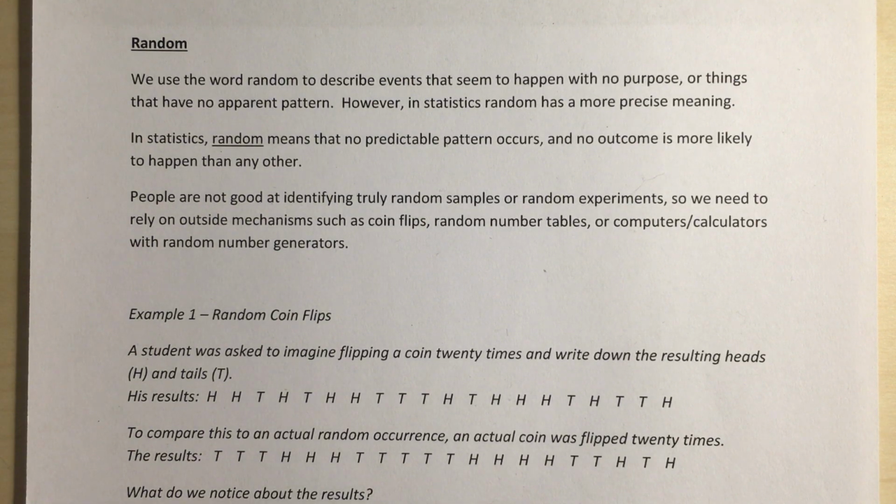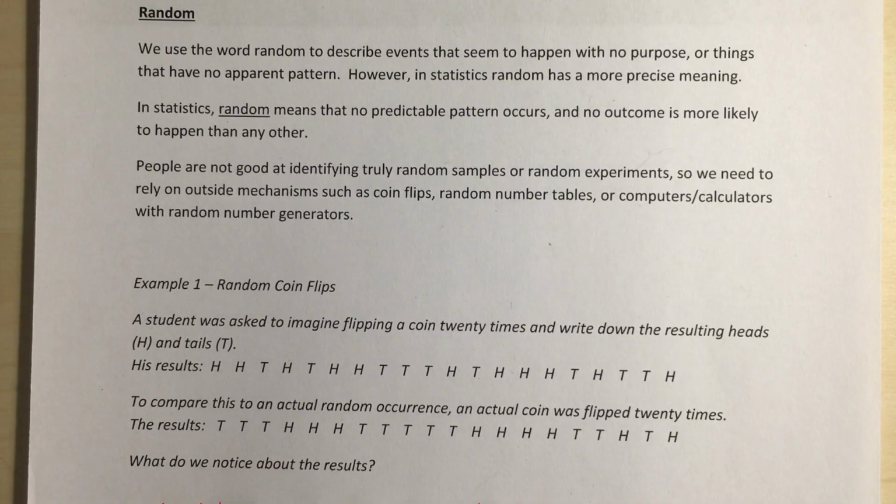People are not good at identifying truly random samples or random experiments, so we need to rely on outside mechanisms such as coin flips, random number tables, or computers or calculators that have random number generators. In our first example, we're going to look at a couple of different examples of random coin flips. A student was asked to imagine flipping a coin 20 times and write down the resulting heads and tails, and we see his results listed right here in this line. So these are student generated. He didn't actually do anything, he just imagined and came up with our results. To compare this to an actual random occurrence, an actual coin was flipped 20 times, and these are the results that we see for the actual coin.